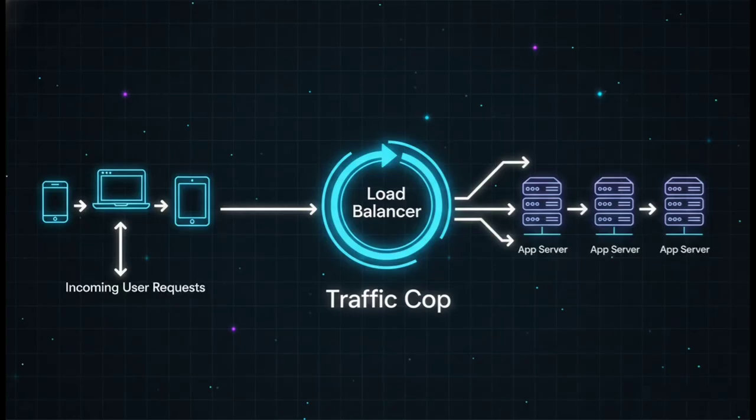So what's the standard solution? We scale out, or what engineers call scaling horizontally. Instead of trying to build one super powerful server, we just add a bunch more. And to manage all of them, we put a load balancer out in front. You can think of it like a traffic cop, directing all the incoming user requests to whichever server seems the least busy. That way, no single server gets totally overwhelmed.